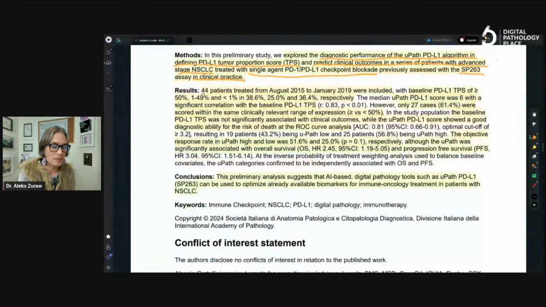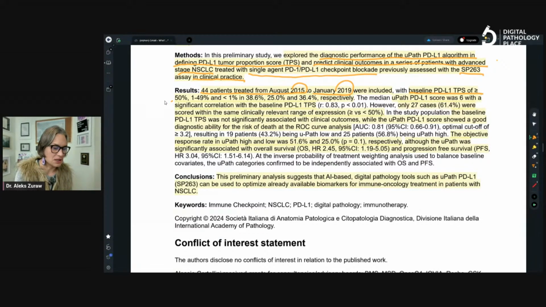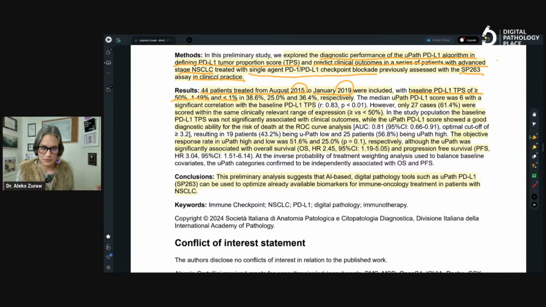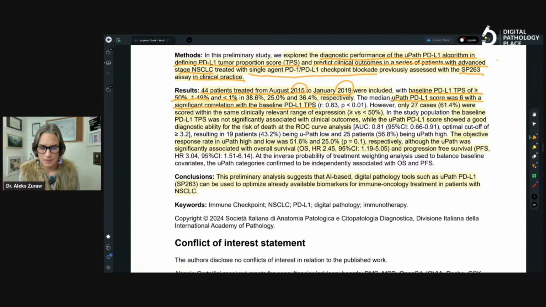So 44 patients treated from August 2015 to January 2019 were included, and they had a baseline PD-L1 tumor proportion score of over 50, 1 to 49, and below 1. So these are the cutoffs relevant for this particular score. And then the median UPath PD-L1 score was 6, with a significant correlation with the baseline PD-L1 tumor proportion score. So there was a correlation between the automated and the baseline, which was pre-treatment.